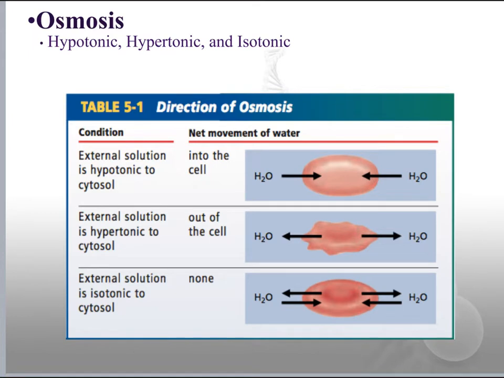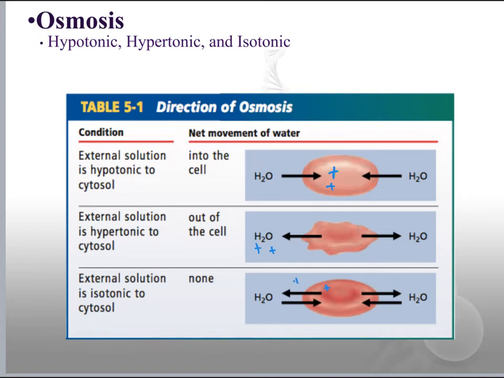Here's an example with red blood cells. As you can see here, in the normal situation, the external solution is hypotonic to the stuff in the middle, the cytosol, so water is going to move into the cell. If you have an external solution that is hypertonic to the cytosol, meaning there's more stuff on the outside, the water is going to move out of the cell. If you want to think of it like that, here we have more particles inside of the cell. Here there are more particles outside of the cell.